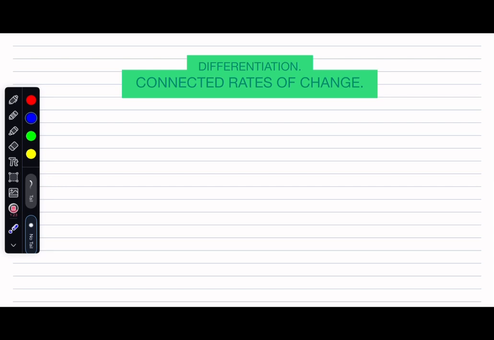The topic for differentiation is connected rates of change, and this is going to be the fifth lesson of differentiation. Connected rate of change. As the word suggests, rate means we have to consider all the parameters or values which are changing with respect to time. Whether we are talking about area, volume, radius, or any parameter, it changes with respect to time.